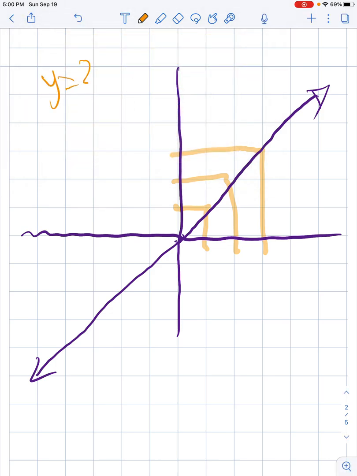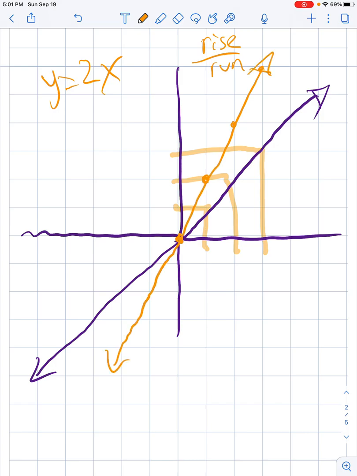But I want to graph the function y equals 2x. So again, my y-intercept is still 0, but my slope, which is rise over run, is going to be up 2 over 1, up 2 over 1, up 2 over 1. As I graph this, I can see that my slope is much steeper than my parent function, which was y equals 1x. My slope for y equals 2x is much steeper.